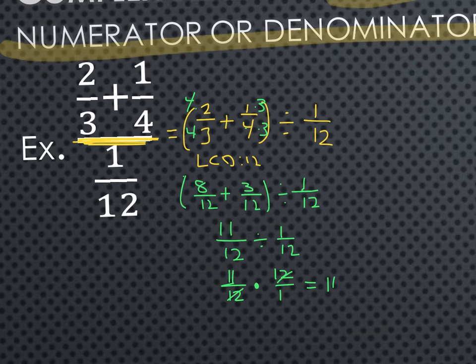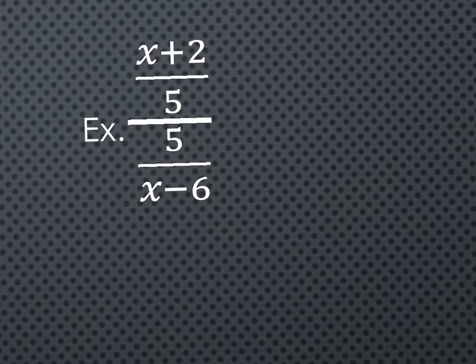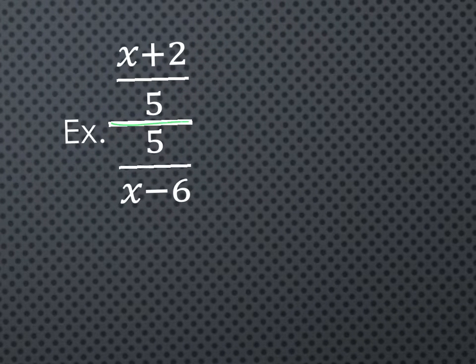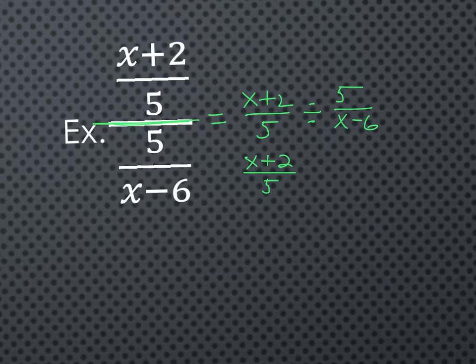Let's try another one. Okay, so just like we did with the previous simple example, we're going to identify that scary fraction bar. Notice it is right here. So we'll have our top x plus 2 over 5 divided by what's below that green line, 5 over x minus 6. And I don't need any parentheses because neither the numerator nor denominator has multiple fractions. Okay, so now x plus 2 over 5 remains the same. We change division to multiplication, and remember you multiply by the multiplicative inverse. So the x minus 6 becomes the top, 5 becomes the bottom.